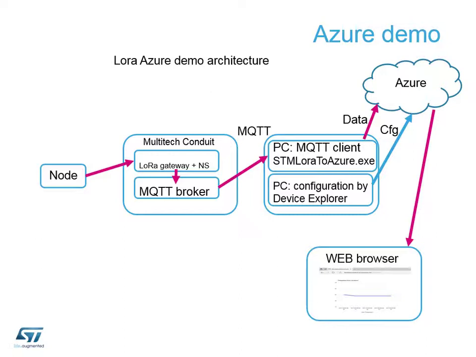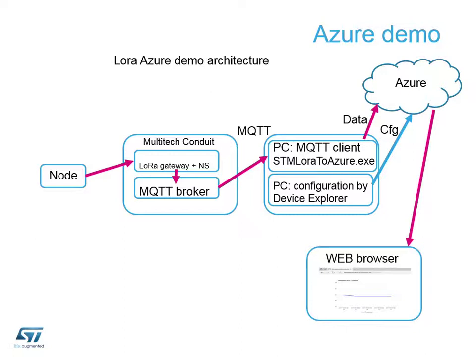So this is going to send us the information up to the cloud, but to do that, we will need an MQTT client. So the client has to talk to the broker. On the PC, we have a little application running called STM LoRa to Azure.exe. And this is providing our interface so that we can send the data up to the cloud.